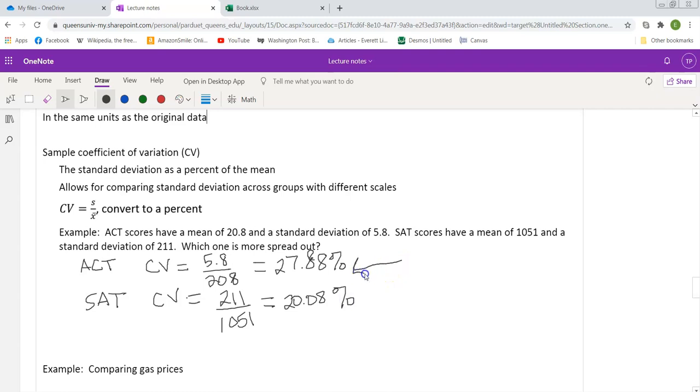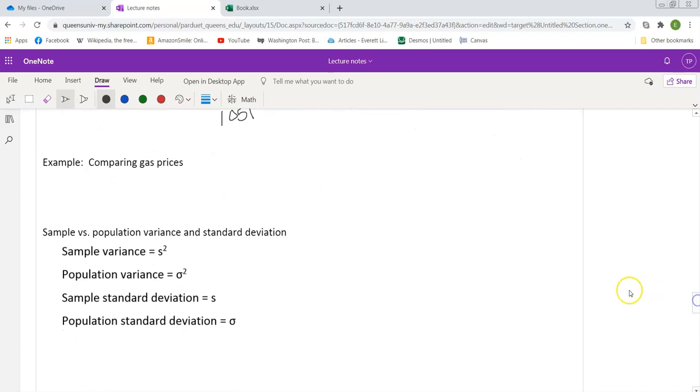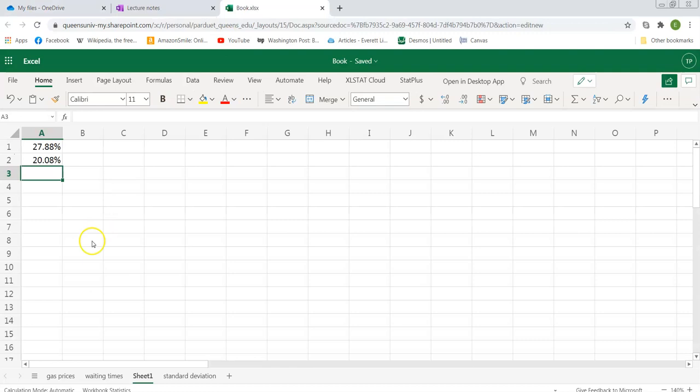And then because the ACT has the larger one, this one has more variability. You can tell I meant for that to be more variability. All right, so now, just to kind of sum this up here, let's look at our gas prices.